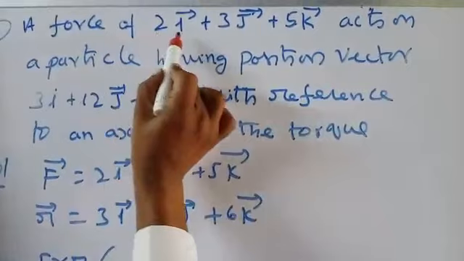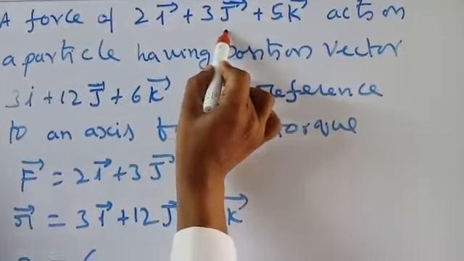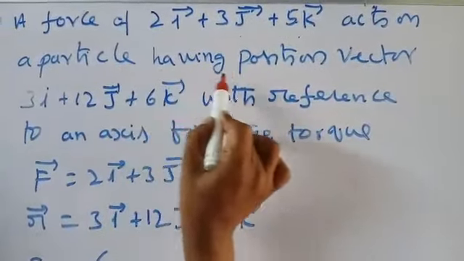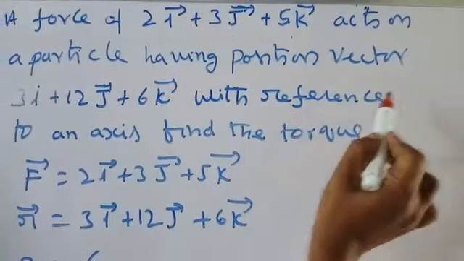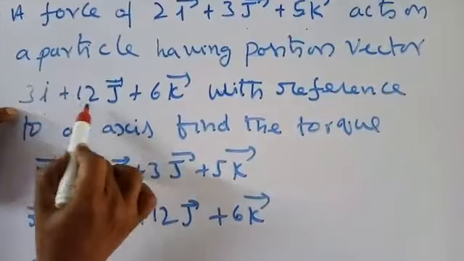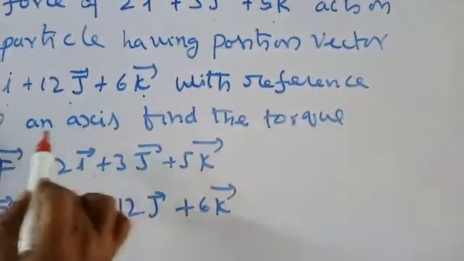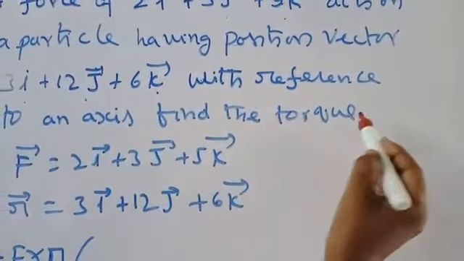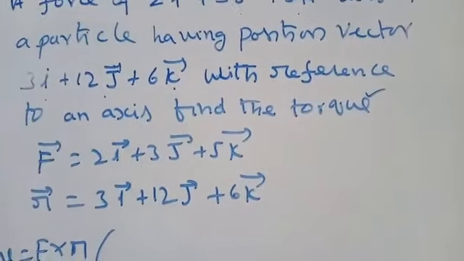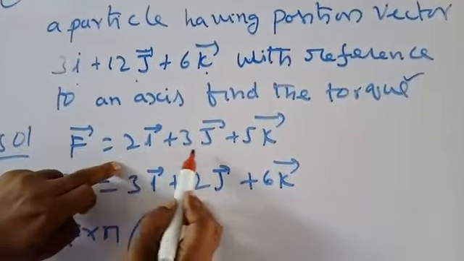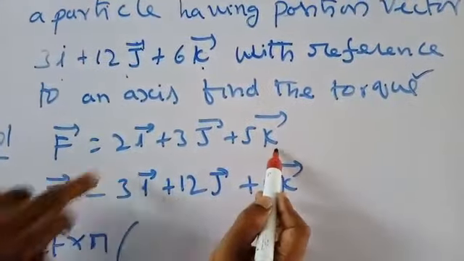A force of 2 i bar plus 3 j bar plus 5 k bar acts on a particle having a position vector 3 i bar plus 12 j bar plus 6 k bar with reference to an axis. Find the torque. Solution: force is given. Force is equal to 2 i bar plus 3 j bar plus 5 k bar.